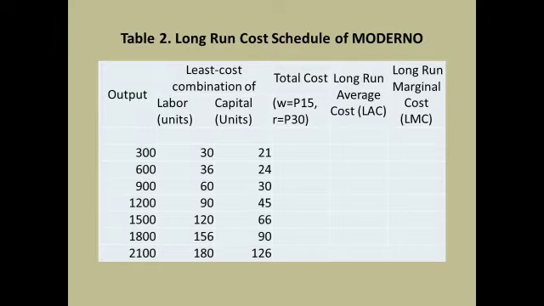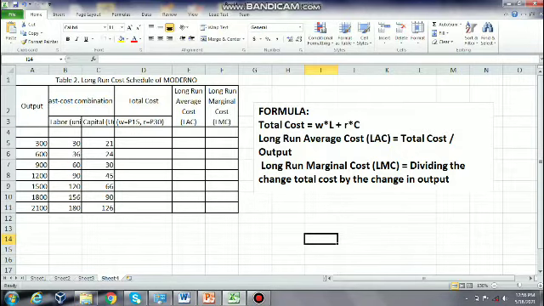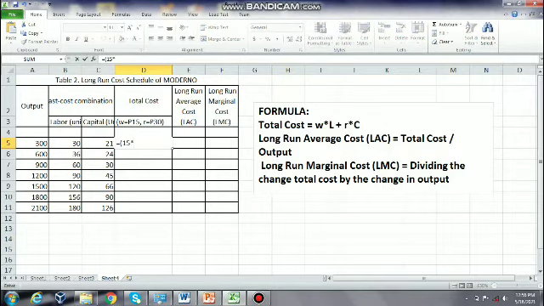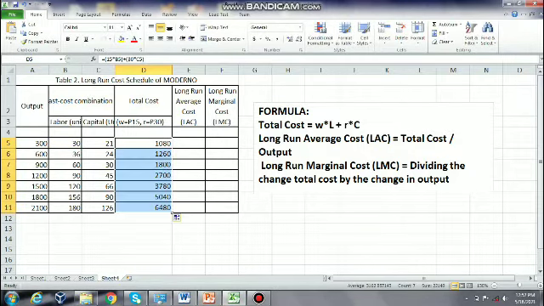Number 2, long run cost schedule of Moderna. So here's the computation. To compute the total cost, the total cost is equal to the wage, 15, times labor, 30, plus the rental price, 30, times capital, which is 21. And the total will be 1,080, and the rest will go on.